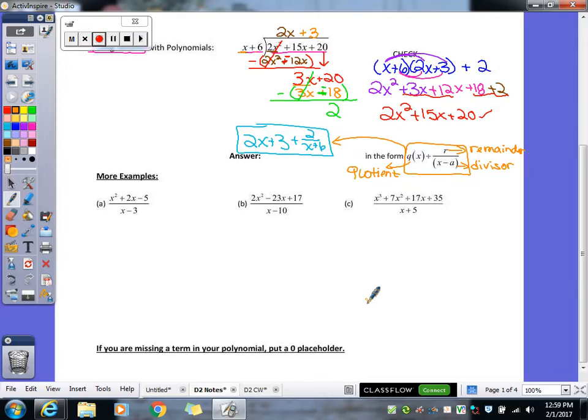All right, so let's try another one. Divisor out front. What we're dividing by goes underneath your division sign.